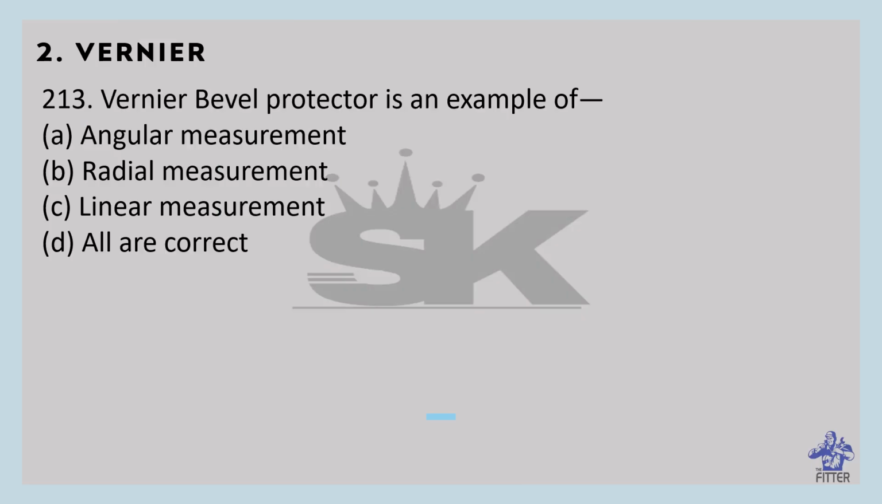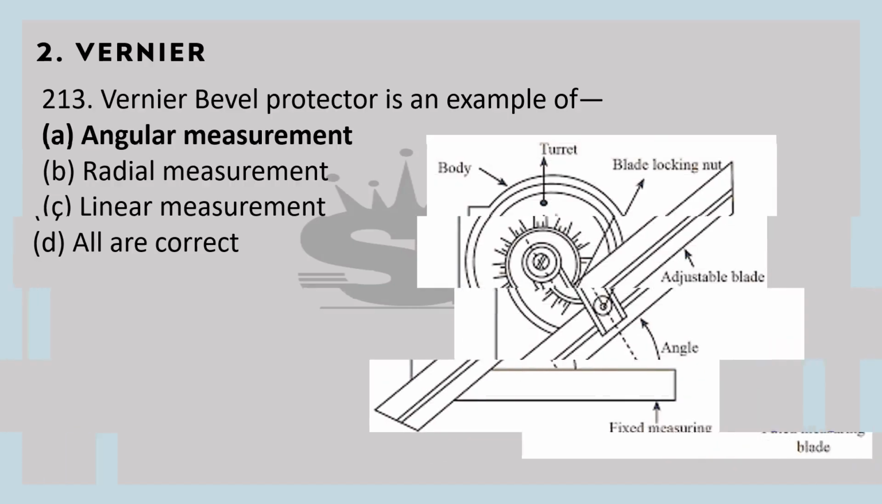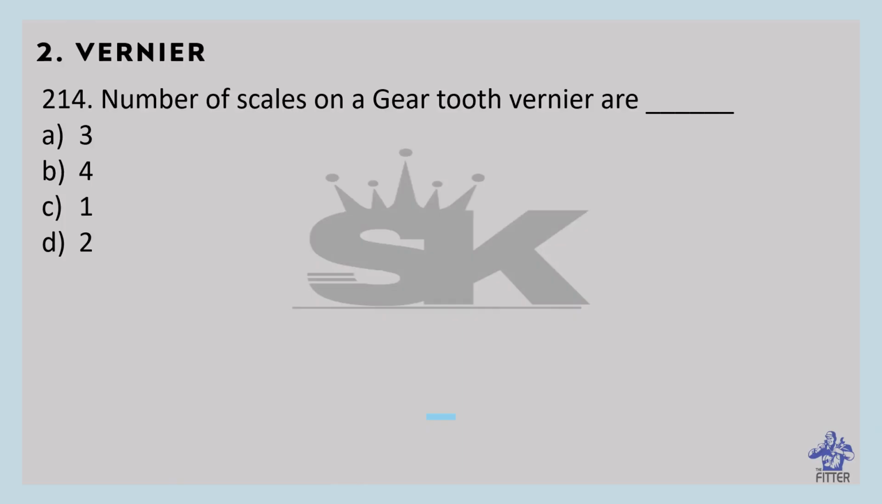Vernier bevel protractor is an example of angular measurement. This is the vernier bevel protractor. Number of scales on a gear tooth vernier are, option D, 2. It has two vernier scales, one horizontal and the other vertical.